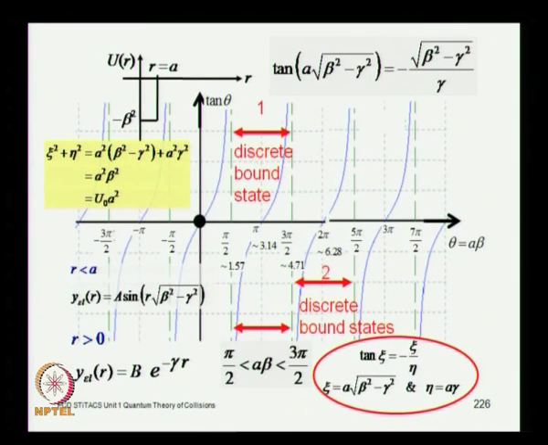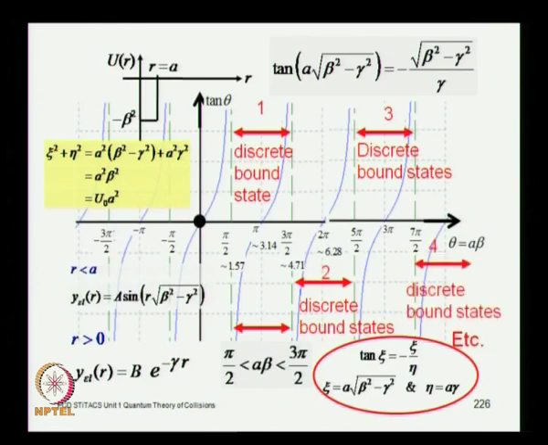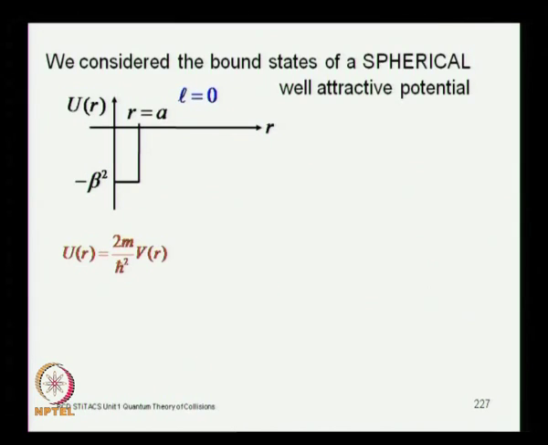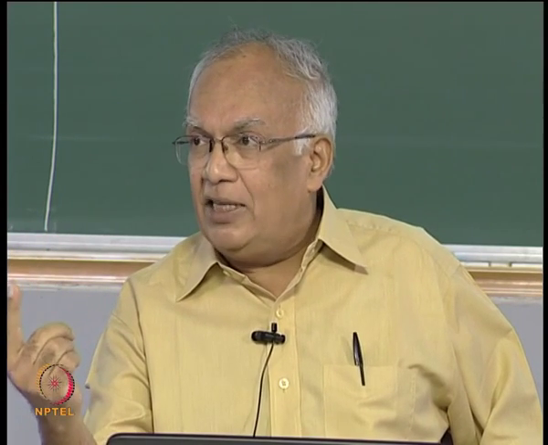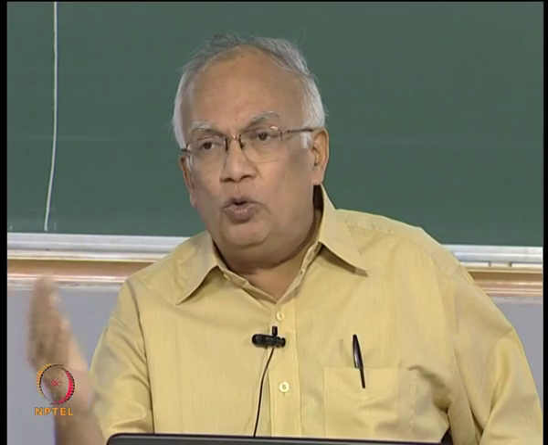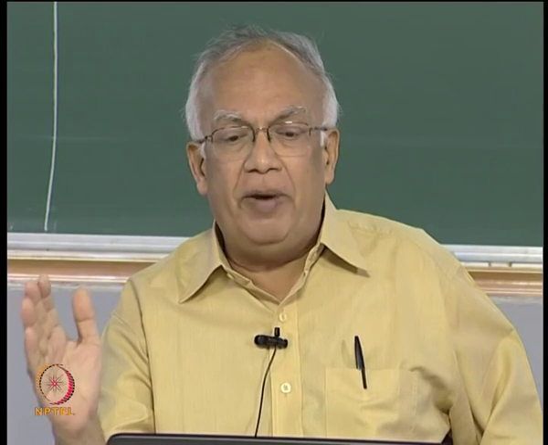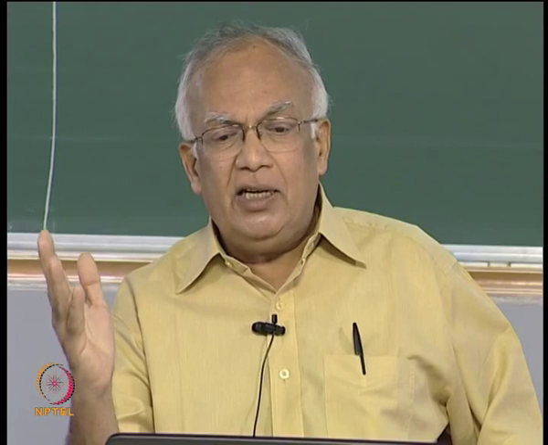Then in the third block with range pi, between 5 pi by 2 and 7 pi by 2 you get the third bound state, and so on, right. So, that is how you get, and essentially what we have seen is how the number of bound states changes when the strength of the potential is parametrized through this angle, as we have seen, and this angle must go through pi by 2 or 3 pi by 2 or 5 pi by 2 and so on. So, we have considered the bound states.